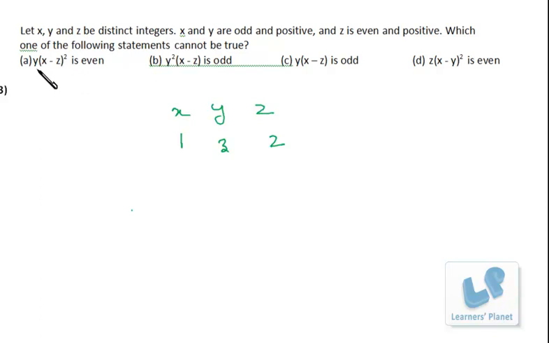Okay, so it's y into x minus z whole square is even. We can calculate it, absolutely no problem. What is x minus z? It's 1 minus 2, that is minus 1, whole square. So minus 1 whole square is 1 and 1 into 3 will be 3. So it's an odd number. So this statement is not true. No need to check further because there is no none of these option, or there is no more than one option correct. So this is the only option which is correct. Okay.